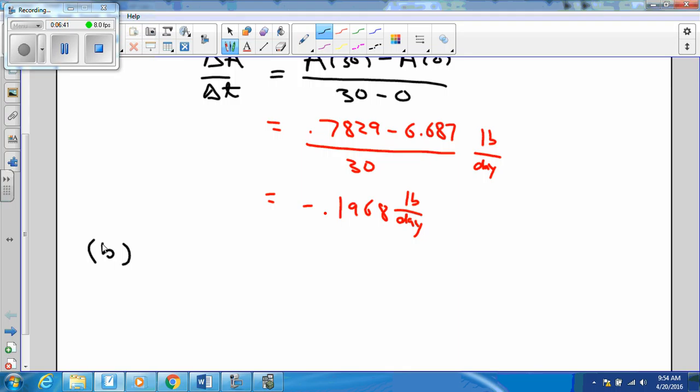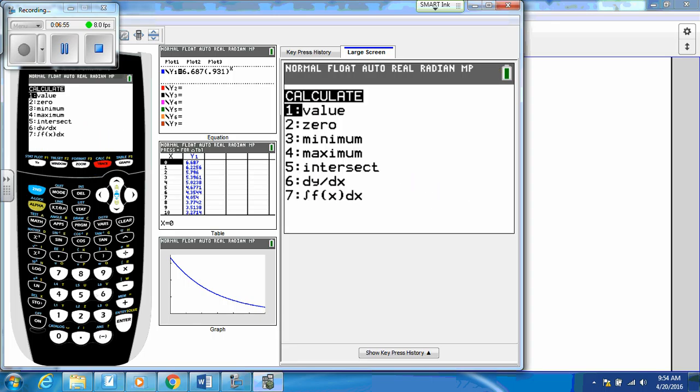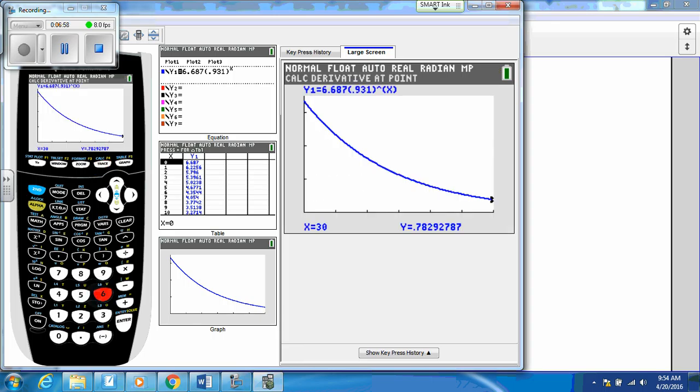In part B, find the value of A prime of 15 and, using correct units, interpret this. Finding the value of A prime of 15 is a simple matter of second calc, dy/dx. You do not have time to be taking derivatives by hand, and you also have no reason to. You are strongly encouraged to do all equation solving, value finding, derivative finding, integral finding directly with the calculator. And so we're going to do a derivative here at t equals 15.